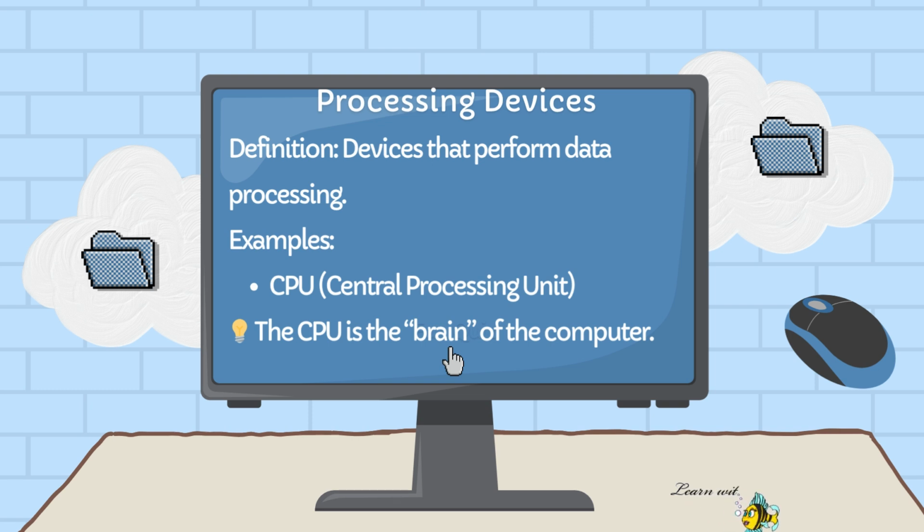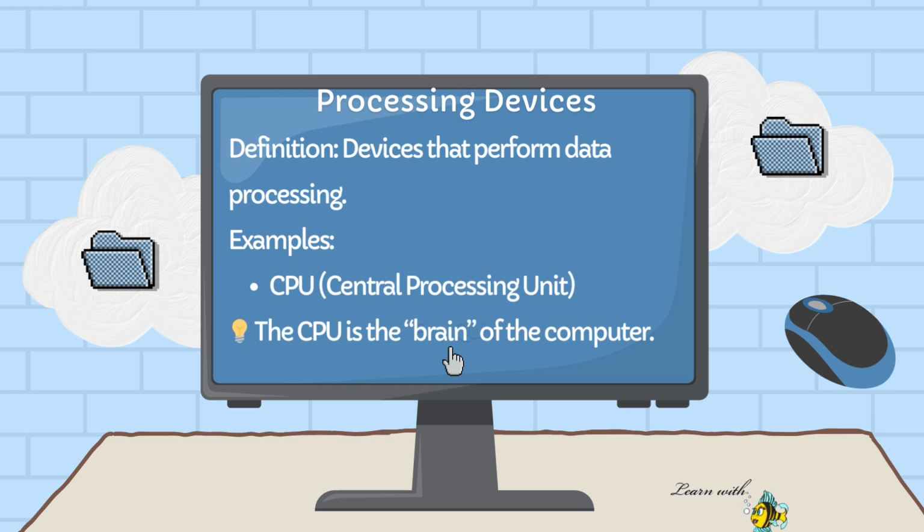Processing devices. These are devices that perform data processing. In the gadgets that you have, like the tablet, the laptop, that workstation, the only processing device that it contains is a CPU. Not the only one, but you'll see that there's also another one in a later video I'll show you after this. And what you have to know is that the CPU is the brain of a computer.